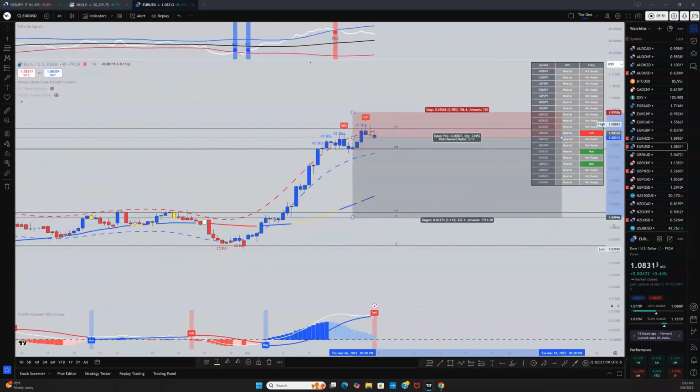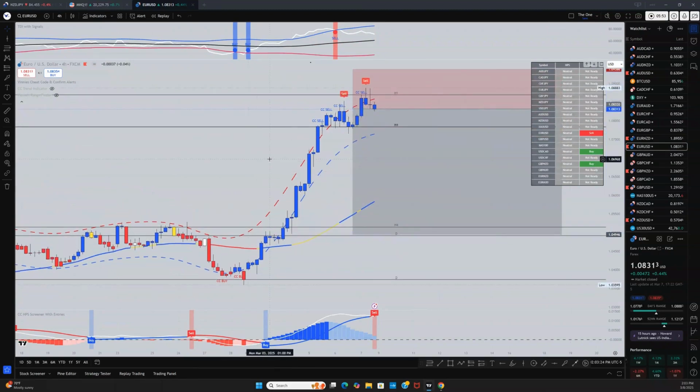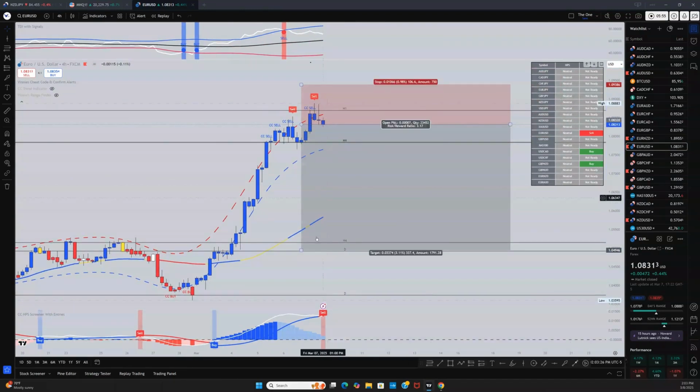Okay, so now on the 4-hour time frame, we could have entered this trade right here because the HPS scanner gave us an entry to sell. Also, the MACD gave us an entry to sell.